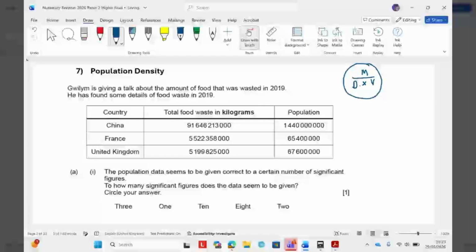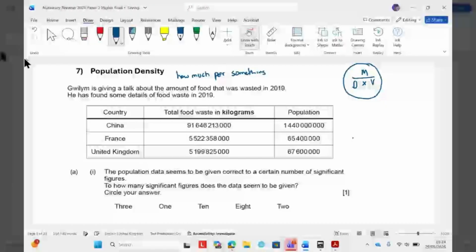I've called this population density because it's linked to population data, but it's not. Basically, population density is how many people live per kilometer squared, for example, or how much waste is produced per person. So it's calculations, but all the calculations are per how much per something. I know that sounds ridiculous, yeah?